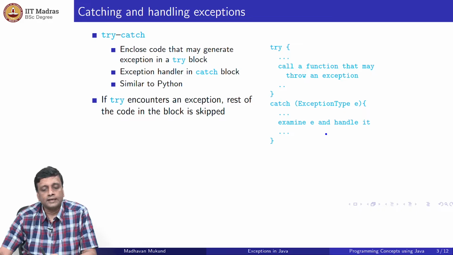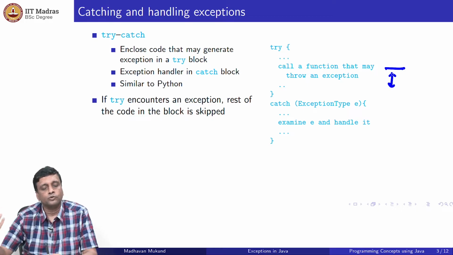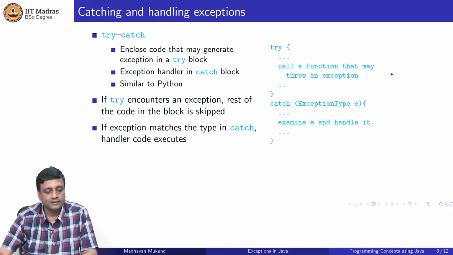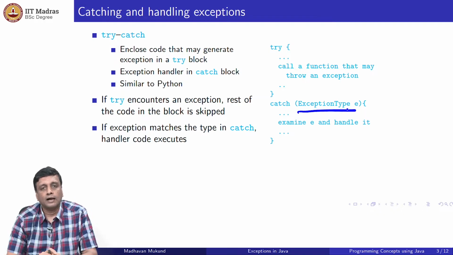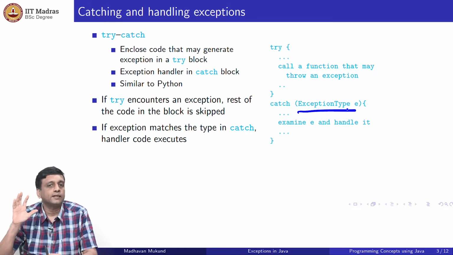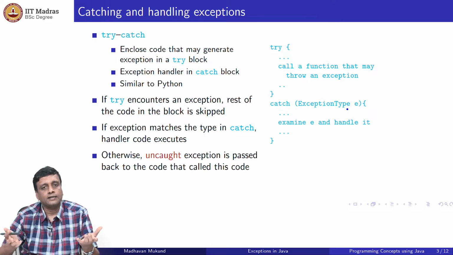The usual thing happens, which is that if try encounters an exception, then the statements beyond that point are not executed. You just skip that block and move to the corresponding catch. Hopefully, there is a catch. Notice that this has a type. The catch is looking for an exception which belongs to a particular type. If you match the type, then the corresponding block is triggered. Otherwise, if there is no matching catch, then the exception is as though it happened without a try.